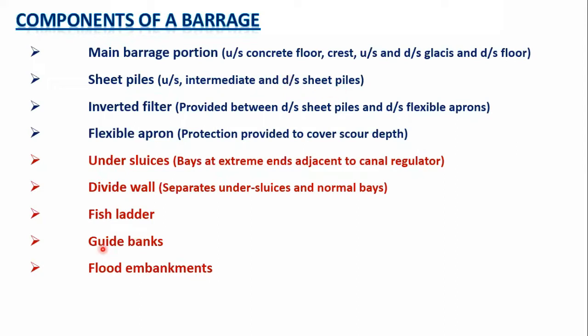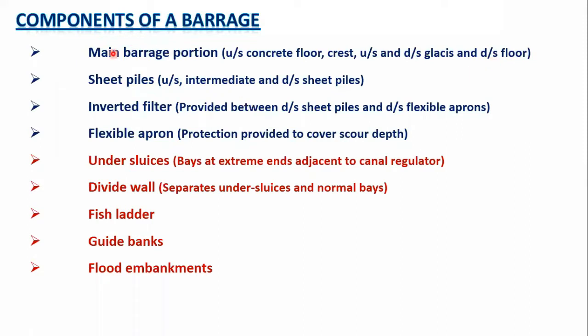The second slide gives the major components of a barrage. The blue text shows the components if a barrage is viewed in its longitudinal section, and if a barrage is seen from a top view, the components are mentioned here in red text. The first component mentioned here is the main barrage portion, which nowadays is most of the time made of concrete, and it consists of an upstream concrete floor, a crest, upstream and downstream glacis, and a downstream floor.